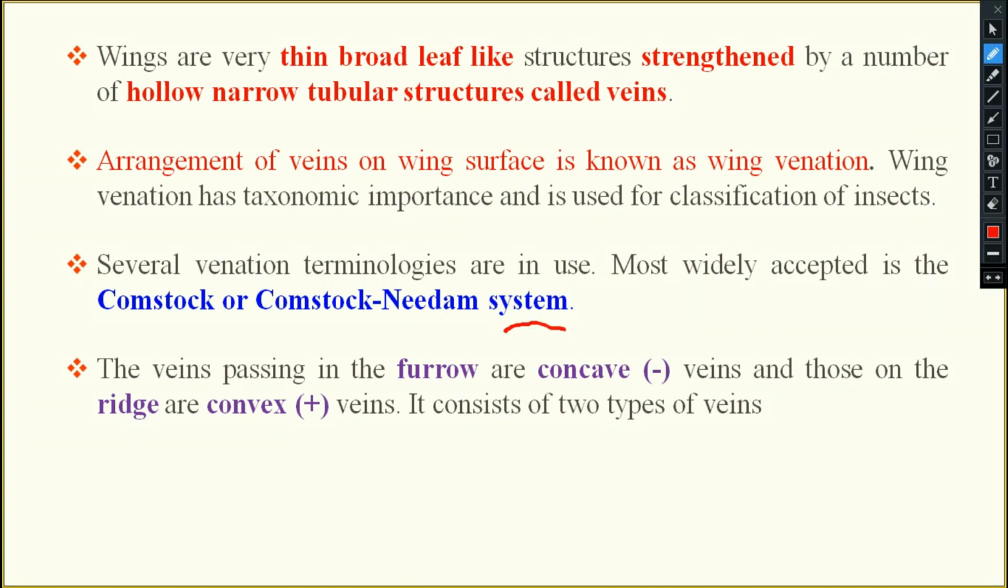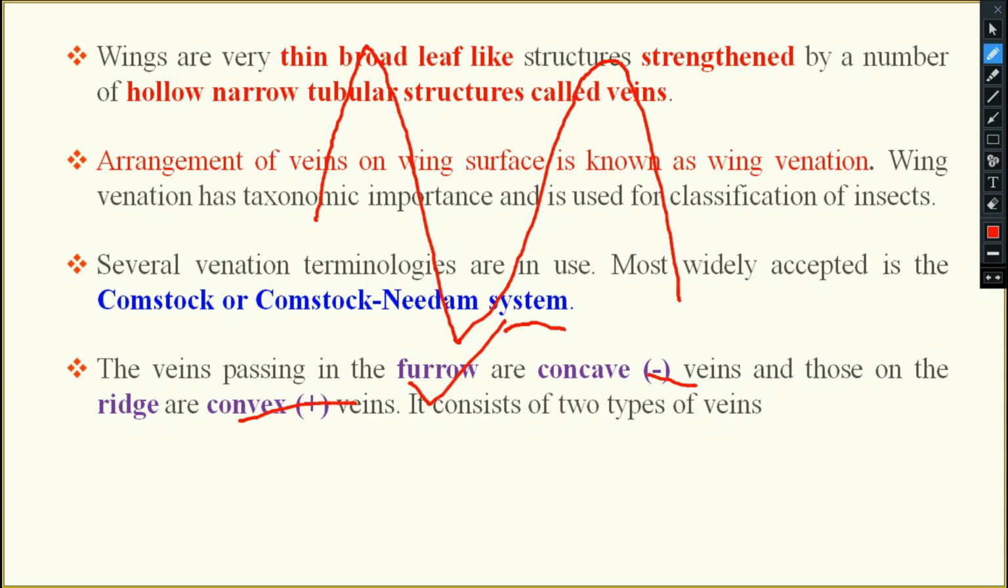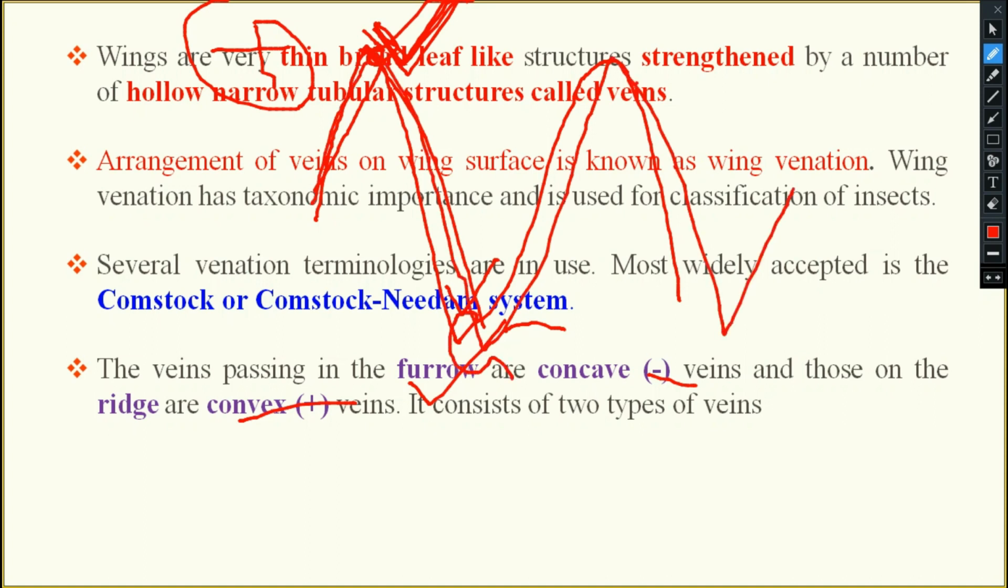Next you see, the veins passing in the furrow are known as concave veins, and those on the ridge are known as convex. Suppose I will draw a diagram. Here, this is known as what? Convex or concave? Ridge or furrow? This one, ridge. Furrow. Ridges are known as convex, denoted as plus. That means it is the dorsal side, and this is known as your concave.